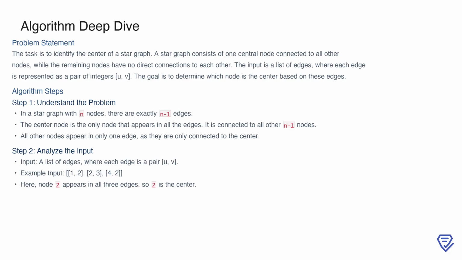To break this down, consider that in a star graph with n nodes, there are exactly n-1 edges. The center node is the only node that appears in all the edges because it is directly connected to all other nodes. Meanwhile, all other nodes appear in exactly one edge, as they are only connected to the center. For example, if the input edges are [1,2], [2,3], [4,2], you can observe that node 2 appears in every edge. This tells us that 2 is the center of the graph. With this understanding, we can now explore ways to solve the problem efficiently.